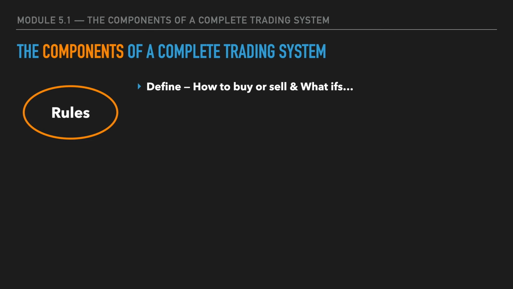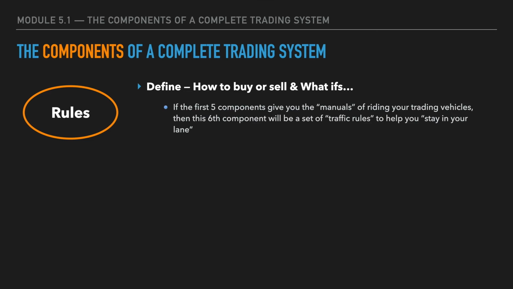We use rules to define how we buy or sell and all those what-ifs in our trading. What does it mean? If the first 5 components give you the manual of driving your trading vehicle, then this last component will be the set of traffic rules to help you stay in your lane while you're driving. There are many reasons we need a set of rules in our trading system, because primarily traders use rules to deal with 2 things, freedom and uncertainty.